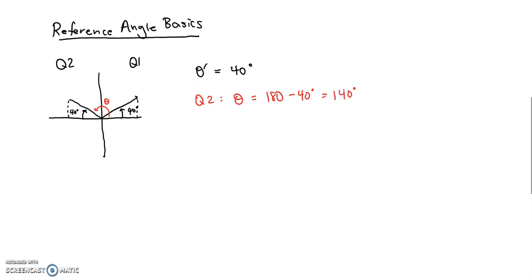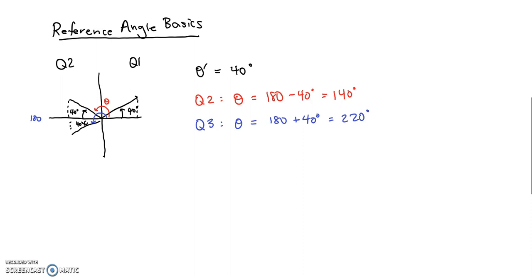If we want to do the same thing in quadrant 3, this is the same triangle. Our reference angle is the angle that the triangle makes. So this time we want the blue angle. The blue angle is going to be 180 plus 40. Sorry, that should say quadrant 3. We're in quadrant 3. We want our theta to be 180 plus 40, and that's going to give us 220. And we see that lands us in quadrant 3.